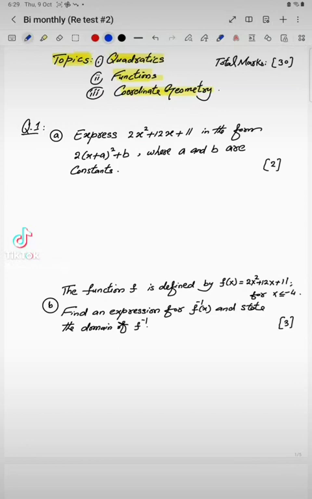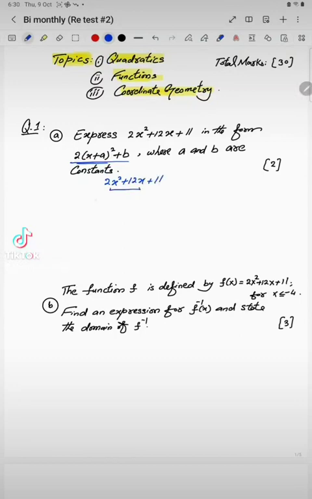First question says: express 2x squared plus 12x plus 11 in the form of 2 times (x plus a) whole squared plus b, where a, b are constants. Whenever you have such an expression in terms of a whole square, like 2 times (x plus a) whole squared, that means completing the square. So here, for the given expression, we have 2x squared plus 12x plus 11.